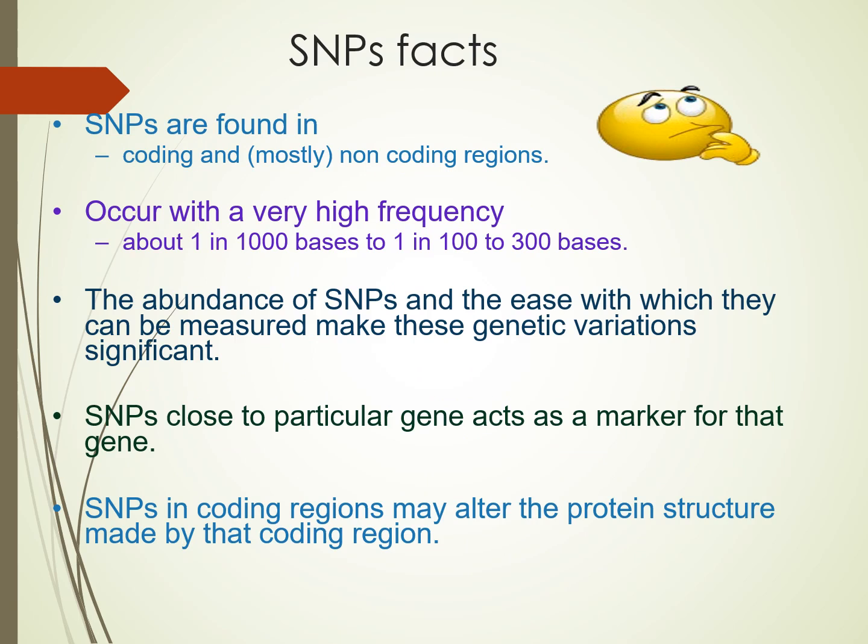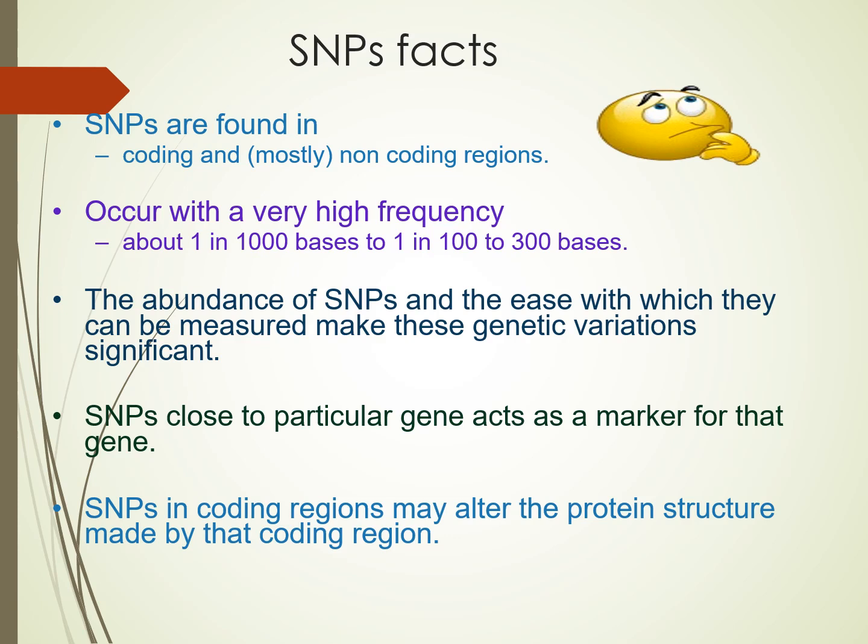Then SNPs are found in both types of regions, that is, coding regions as well as non-coding regions, and occur with very high frequency, that is, 1 in about 1000 bases to 1 in about 100 to 300 bases. But the frequency of SNPs is usually 1 in 300 bases.